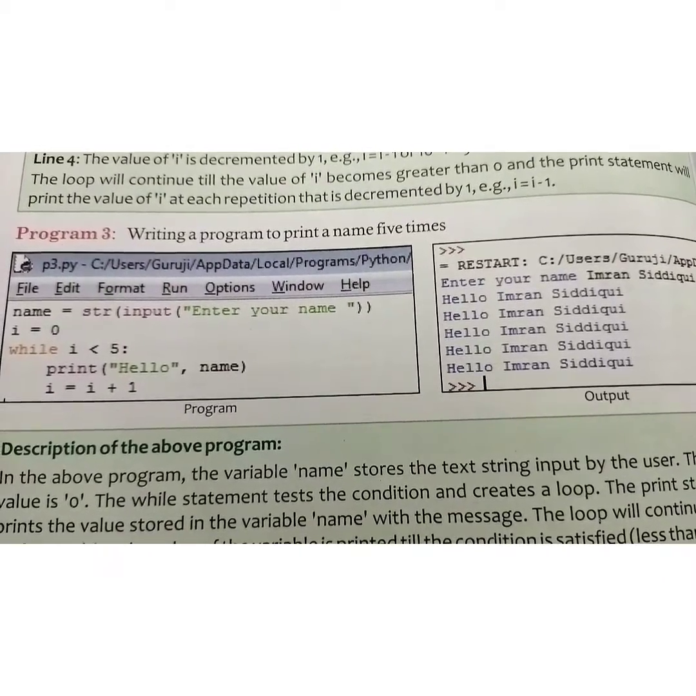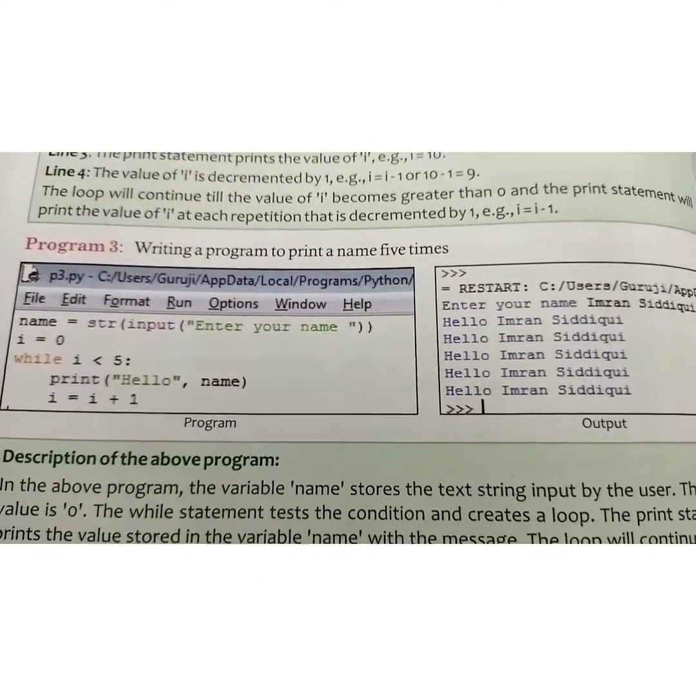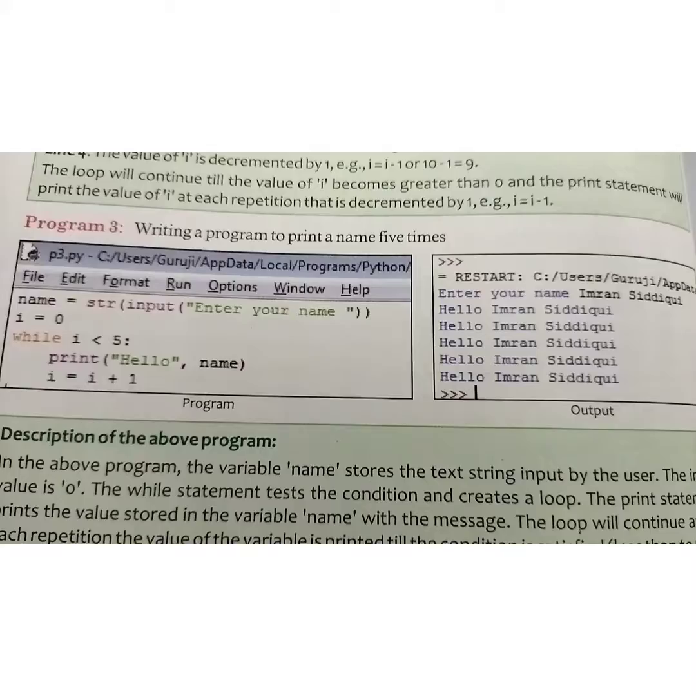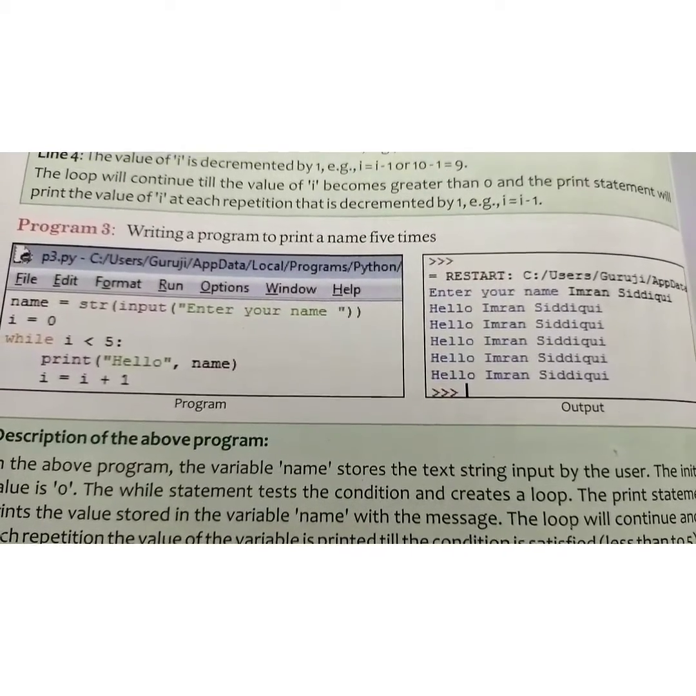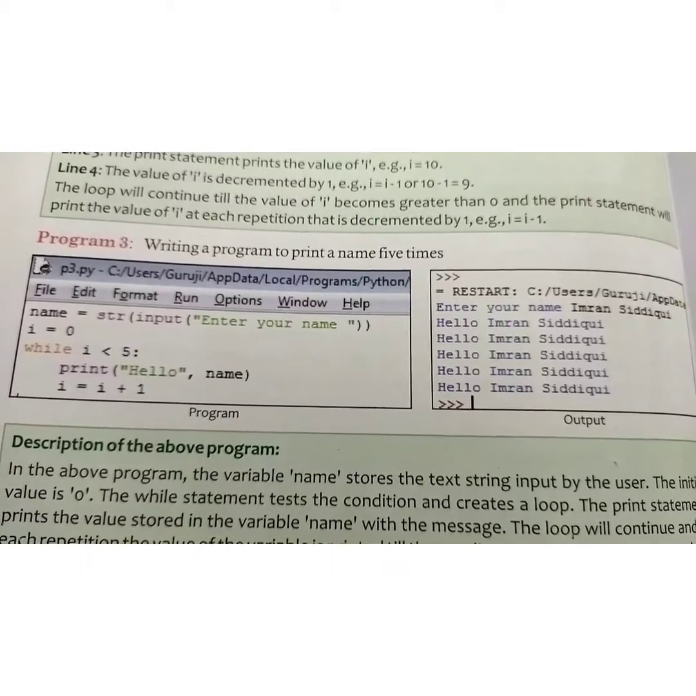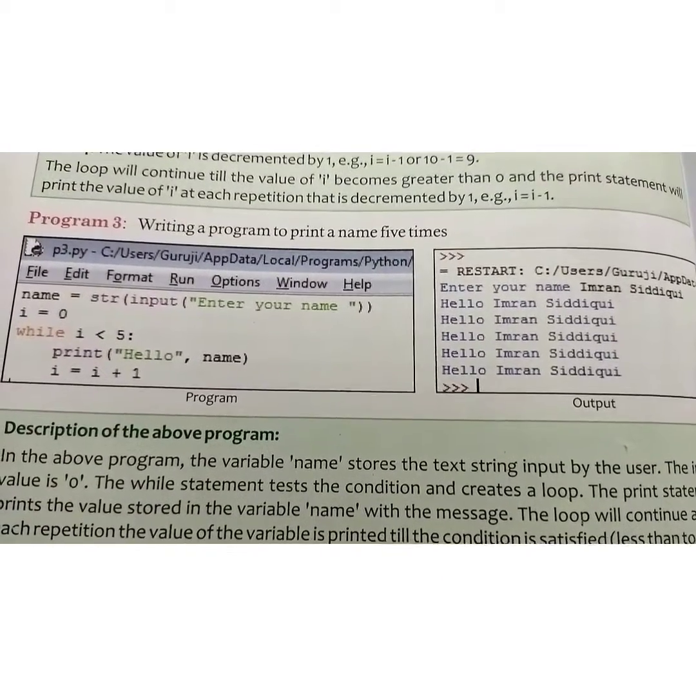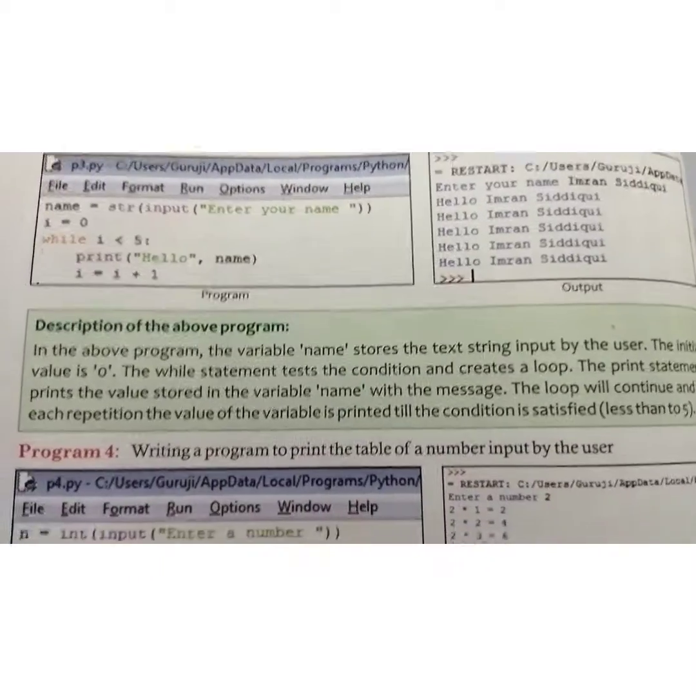Now after you save this program, you will see the output. The output shows: Enter your name. You will write your name. So Imran Siddiqui is already written in this output. Then it prints hello Imran Siddiqui. Now it will run 5 times in this program. So you will see the description of this program.